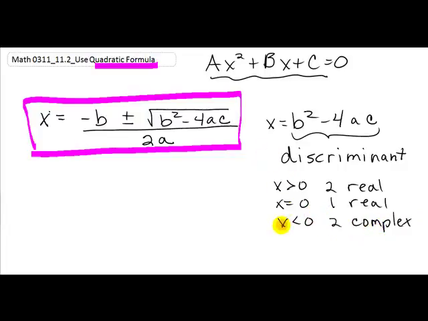So you don't have to do this separately. I think you have a couple of problems where they ask you to find the discriminant and then decide what kind of answers you'll have. But as you're doing the work, just notice, what do you come up with for the number that's under the radical before you take the square root of it, and that'll help you see if you have the right answers or the right types of answers.